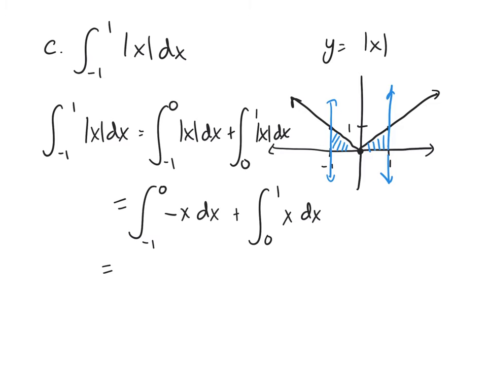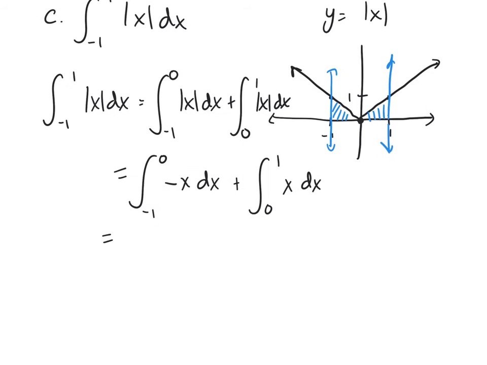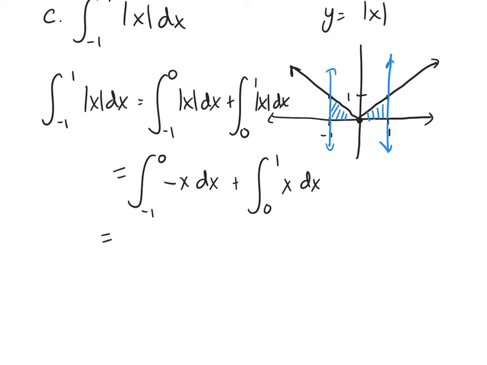So maybe we just add up the two areas of these triangles here. So the area here would be 1/2 base times height. The area of this triangle right here would be 1/2 base times height. So I'm getting 1 for this area here.